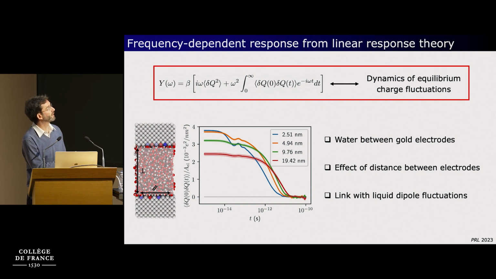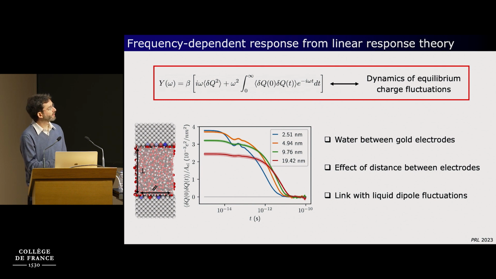So it involves, again, the variance of the charge of the electrode, but also the dynamics via the charge autocorrelation function. And so this formula tells you that the impedance and the frequency-dependent admittance are related to the dynamics of the equilibrium charge fluctuations. And here you have some examples of this charge autocorrelation function as a function of time for the same system here, but with various distances between the electrodes. So you see that the initial value and the decay time depend on the distance.